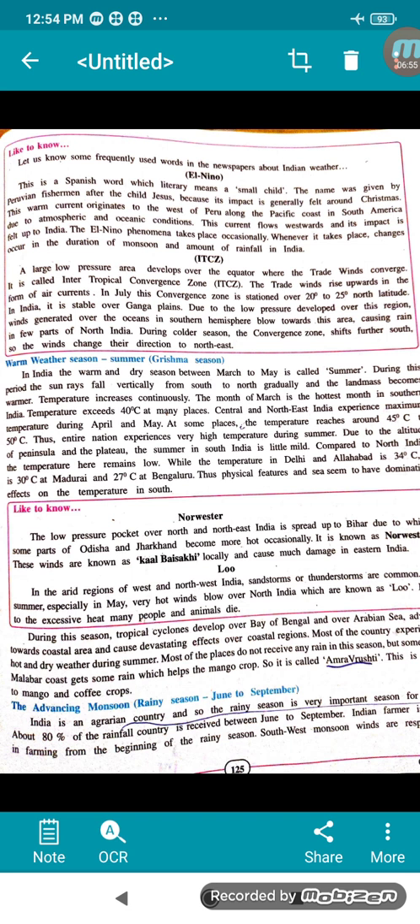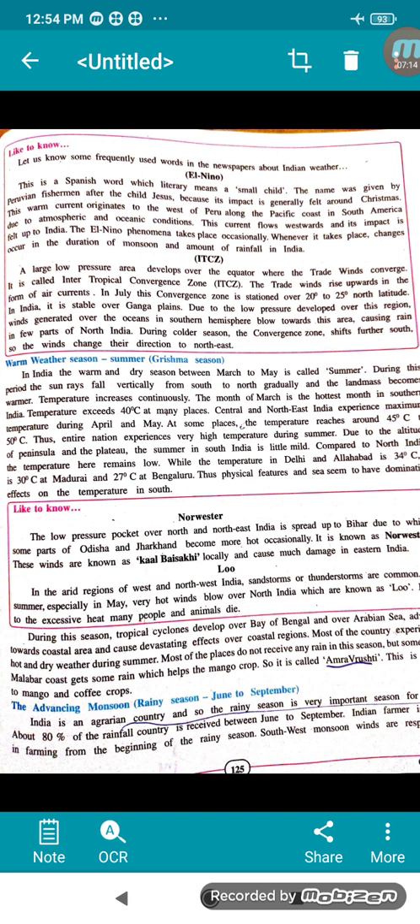Temperature exceeds 40 degrees at many places. Central India and Northeast India experience maximum temperature during April and May. At some places, the temperature reaches around 45 degrees Celsius to 50. Thus, the entire nation experiences very high temperature during summer.